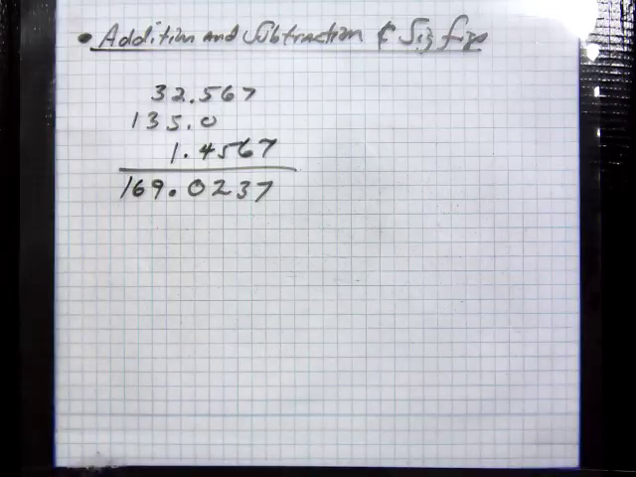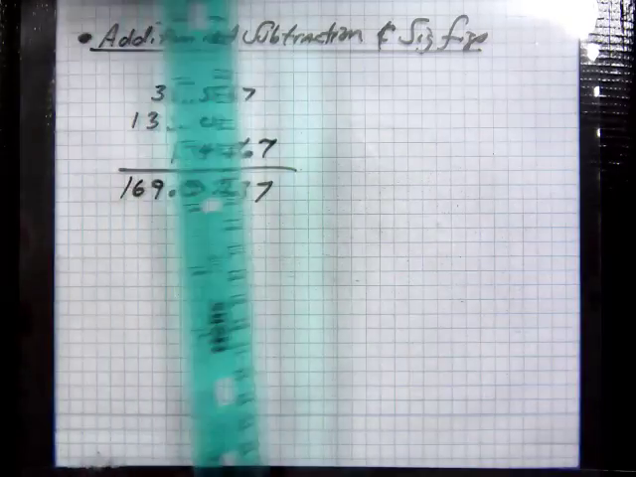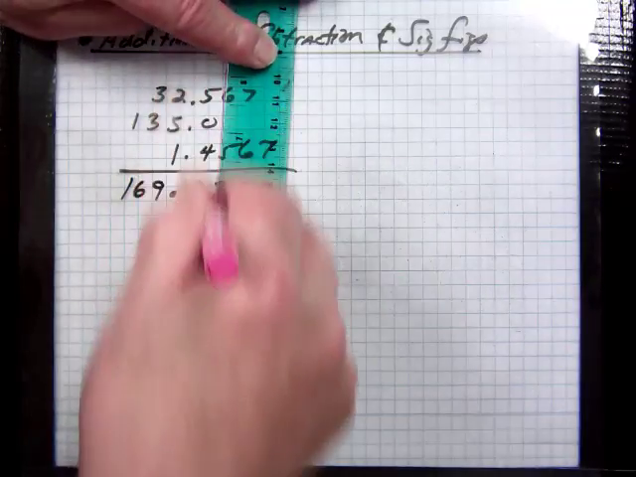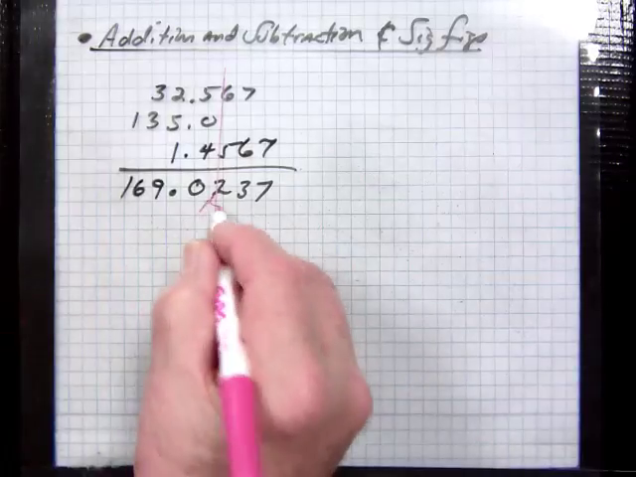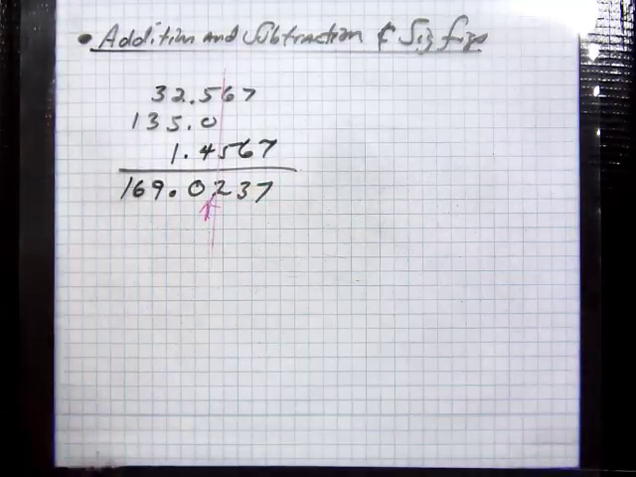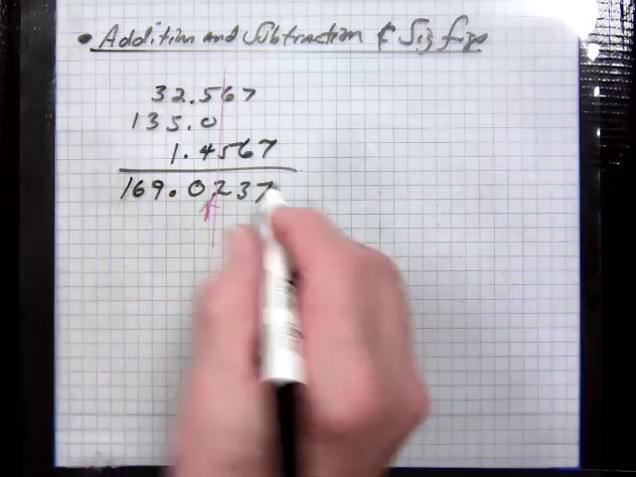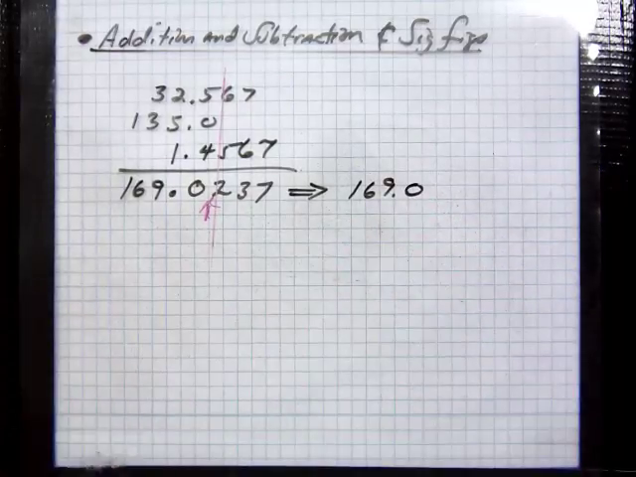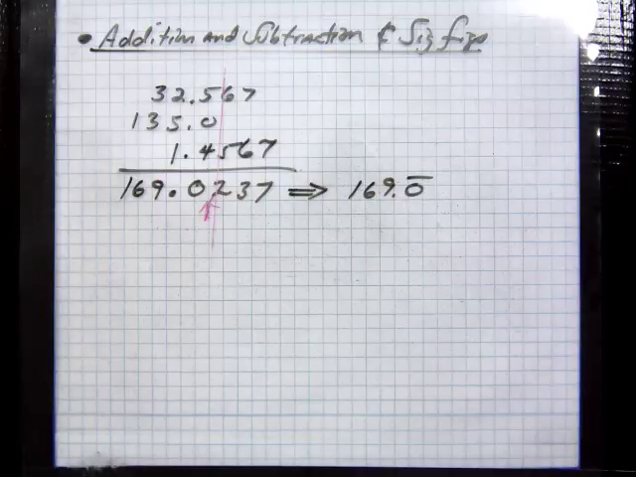Now, in this, we want to round it to the least number of digits to the right of the decimal. Well, what's that mean? The least number of digits to the right of the decimal would be this number right here, 135.0. So our rounding effect would be limited to that. We will round it to here. And so the final answer would be 169.0, with that representing a significant figure in this type of problem.